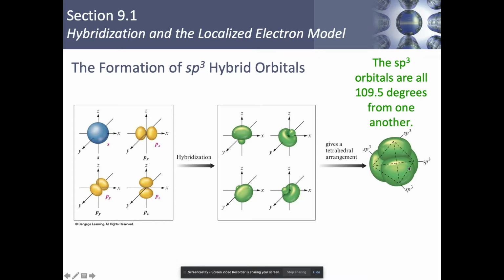And so what does that remind you of? Well, that should remind you of a good old tetrahedral shape. So if you're wondering why that VSEPR shape actually exists, it's because the orbitals themselves in that carbon have dictated that everything is 109.5 degrees from itself.